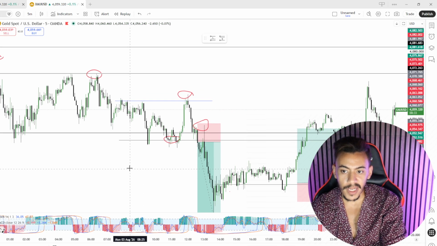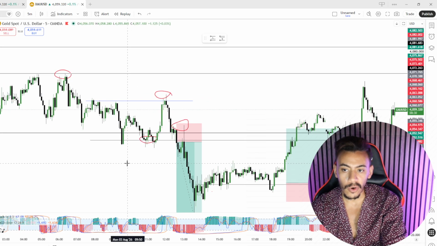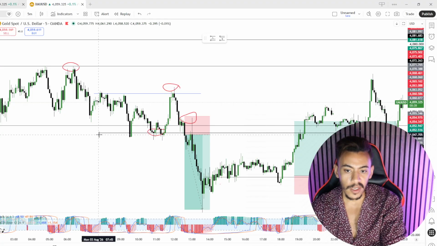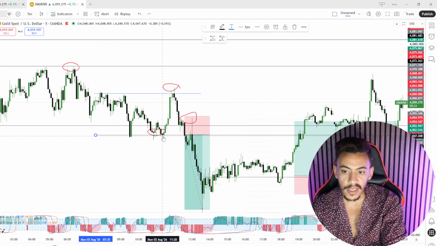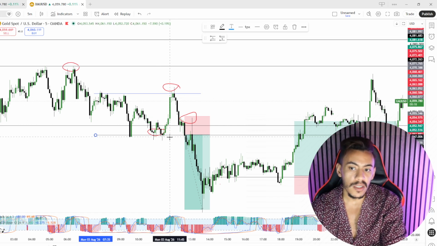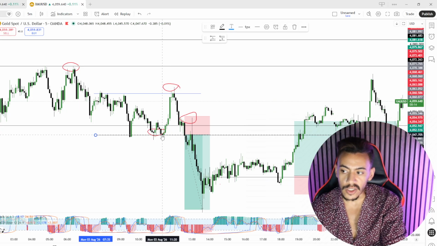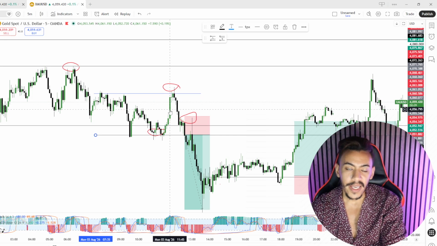But the 15 minutes will give you a more clear idea on where the price is going. So down here, we already know where our structure is. It's anywhere between the body of this 5 minutes candle and the body of this 5 minutes candle. Between this price range, 4,047 and 4,061, can I trade?